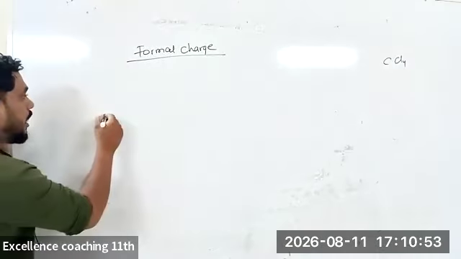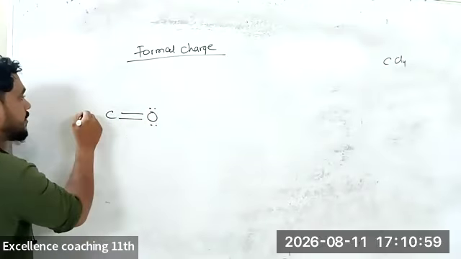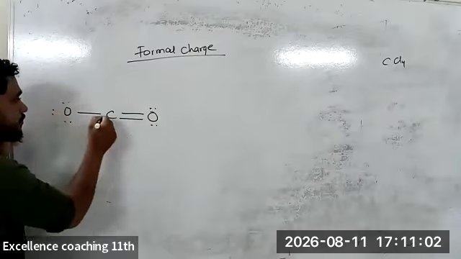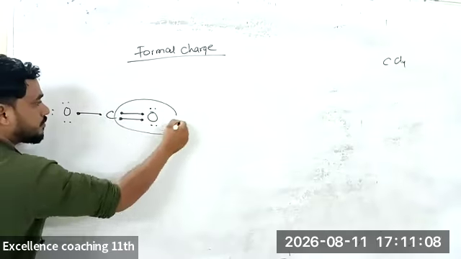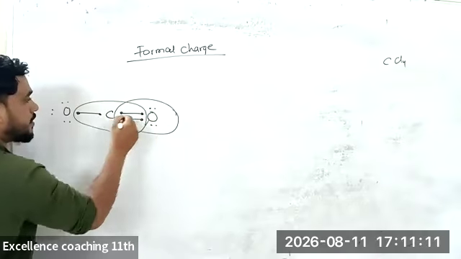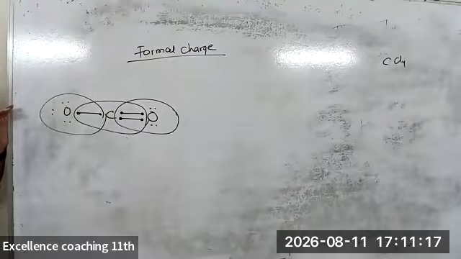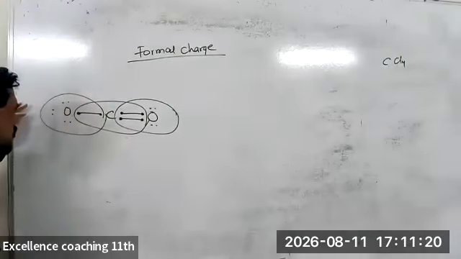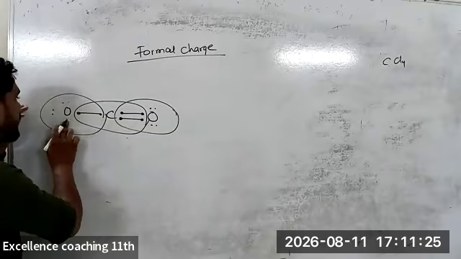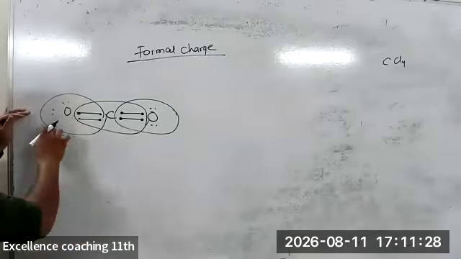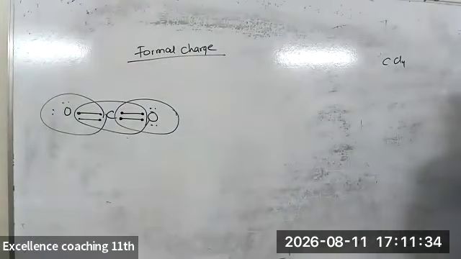Do you know the Lewis dot structure for carbon dioxide, C double bond O? Check. Is it like this? CO2. Sorry, my mistake. Yes, correct. CO2. Can you see any charge here on any atom?